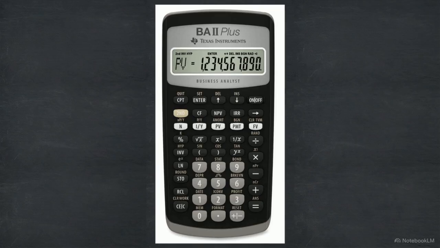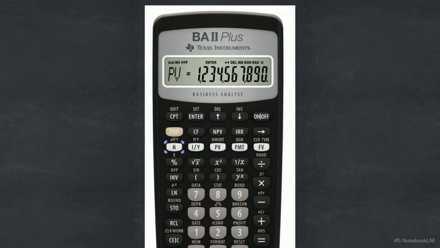Navigating comparisons requires hardware like the BA2+. The third row holds 5 core inputs: N for periods, I over Y for interest, PV for present value, PMT for payment, and FV for future value. Each key triggers a specific algebraic formula.